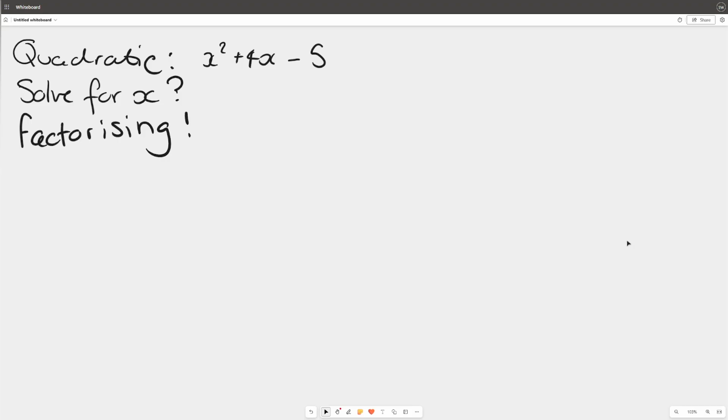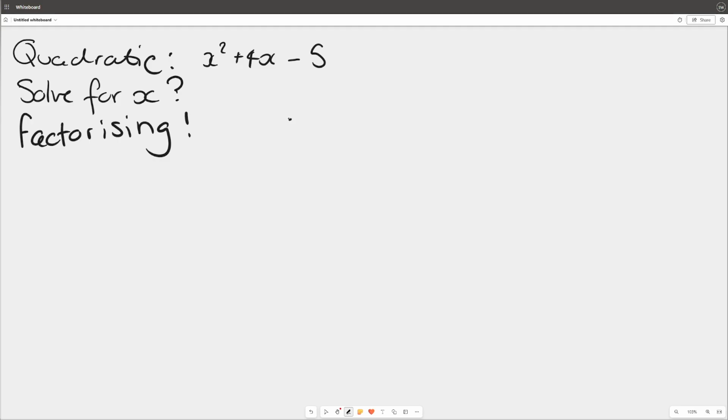So, here we have a quadratic x squared plus 4x minus 5, and the question is solve for x. And I've also written down factorising there, as this is going to be important. So today we're only going to look at factorisation as a method. In future episodes I will cover other methods such as completing the square and the quadratic formula.